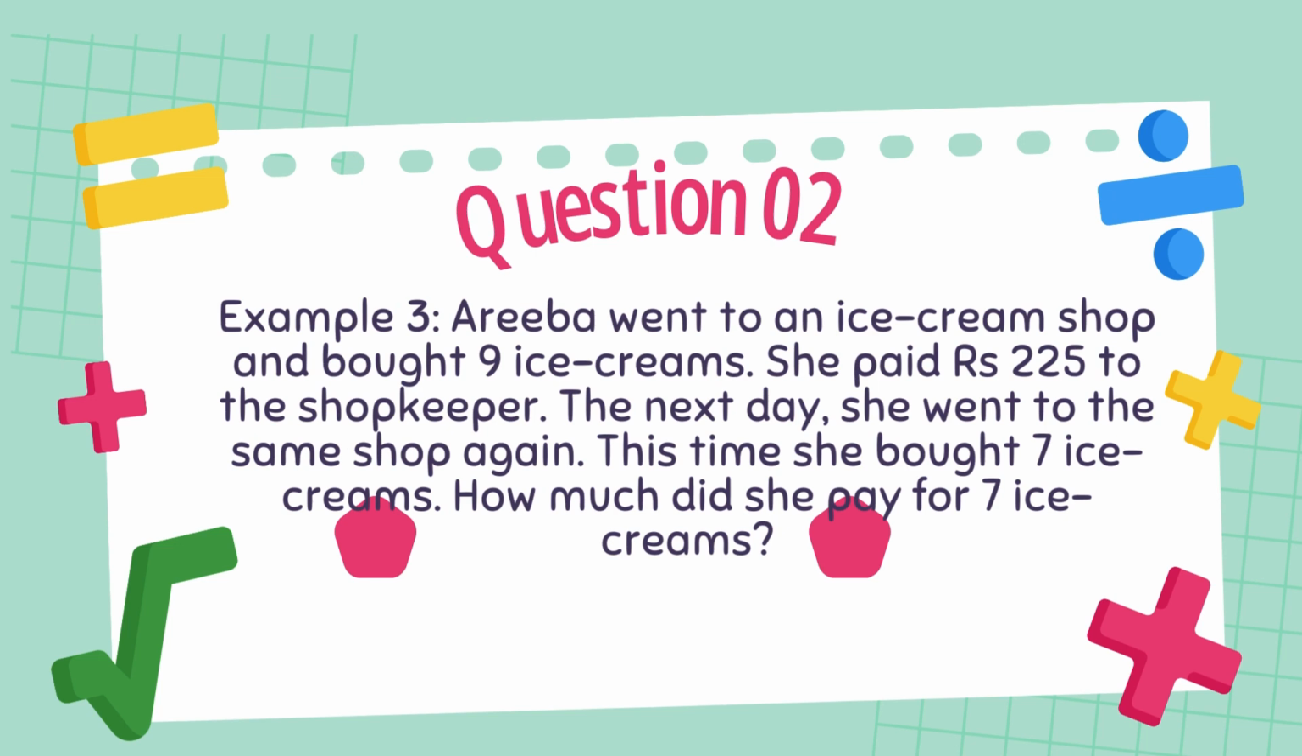There is another question which is related to the example. Ariba went to an ice cream shop and bought 9 ice creams. She paid rupees 225 to the shopkeeper. The next day, she went to the same shop again. This time, she bought 7 ice creams. How much did she pay for 7 ice creams? So, let's see how we can solve this question.